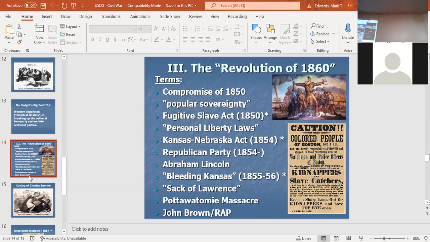You can use Maclay's book to get the details on this. There are different parts to it. California will come into the Union as a free state. Something about slavery: I think the slave trade is banned in Washington, D.C. The southern half of the southwestern part of the United States is going to be determined at a later time by popular sovereignty. I'll talk more about that next week. And we'll have a stronger national fugitive slave law. I'll talk more about that next week as well.